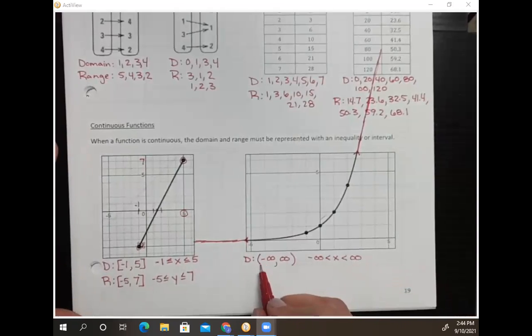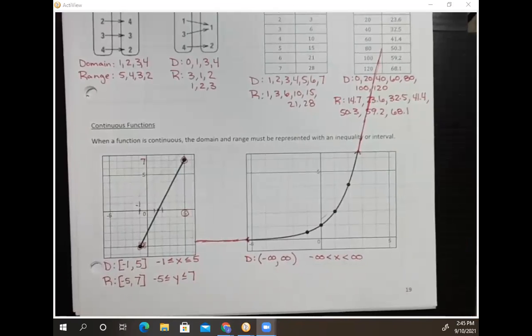I'm using parentheses here instead of brackets and just the less than signs with no equal, because infinity is not an actual point on the graph, right? If I ask you where's infinity, you can't point to it and say, well, it's right there. Since it's not an actual point I can get to, and we know there is no lowest point and there is no greatest point, we're using parentheses there.